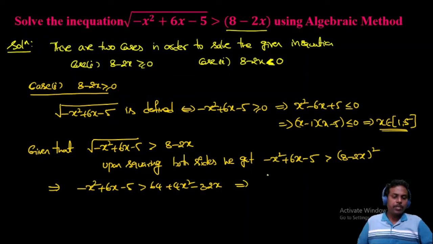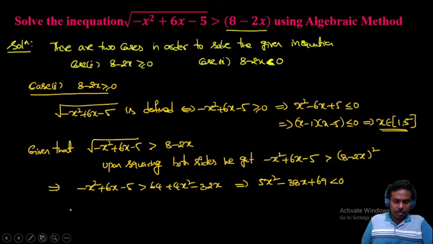Upon rearranging the terms, I get 5x square minus 38x plus 69 less than 0. Before proceeding further, let me check the discriminant of this inequation. Let me take the discriminant of this expression.